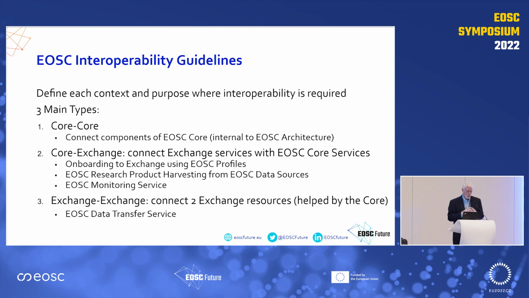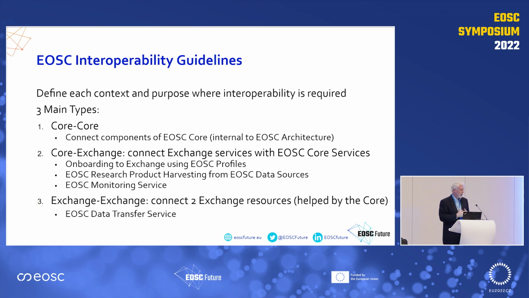So for our EOSC interoperability guidelines, we're trying to build up a contextualized version of some of these standards discussions. So we have 3 main types. There's core-to-core, which generally nobody in this room, except the people in the front row who work with me in trying to make the core platform, worry about. There are core-to-core interoperability standards. We don't write them up as guidelines because it's part of our architecture.